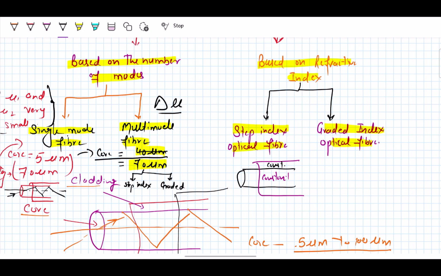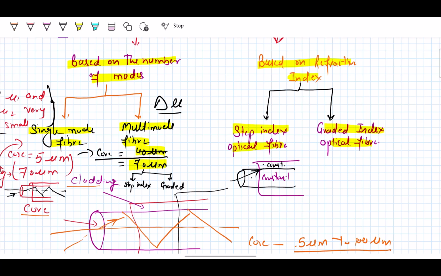So the refractive index of core and cladding is constant, and when light is traveling from core towards cladding, in this type of optical fiber, light will experience a step in refractive index. It means refractive index is suddenly going to change, and throughout core and cladding the refractive index is constant, right? Step index optical fiber.